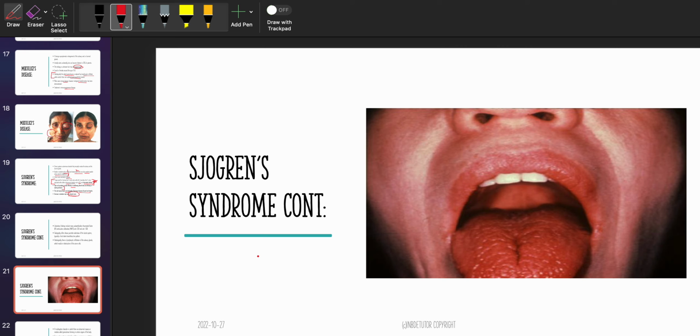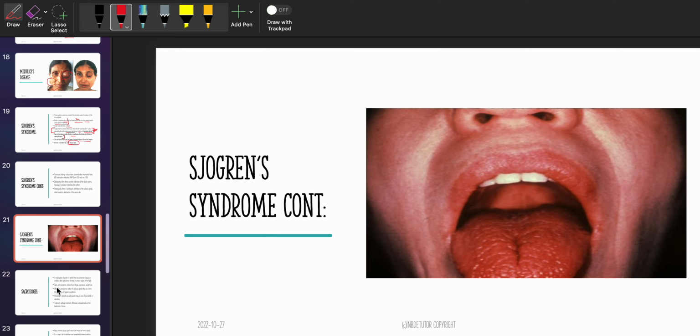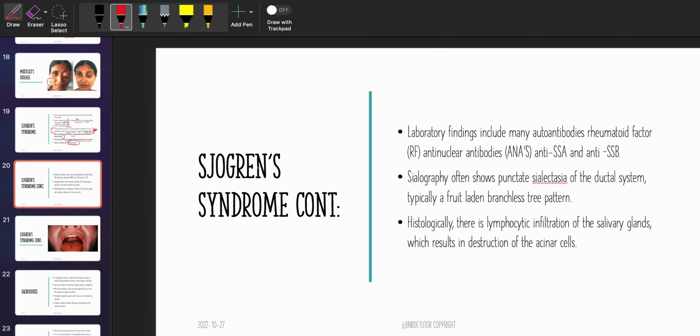So the next one, here is a picture of Sjogren syndrome. Here you can see that the oral mucosa is red and tender, and the tongue is fissured and atrophic. So, sorry, I missed a slide here. So let's talk about this slide as well.